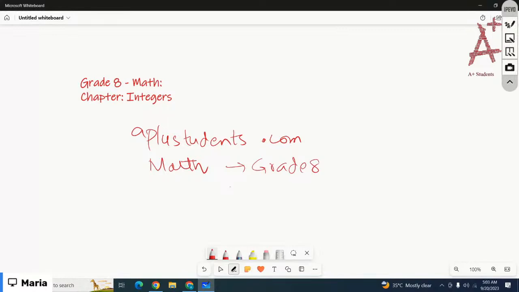Scroll down to grade 8 and then click on view all lessons. There you can find a list of the chapters. We're going to start with the chapter integers, right?